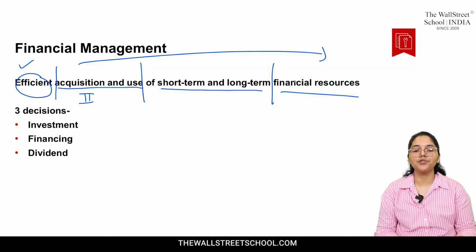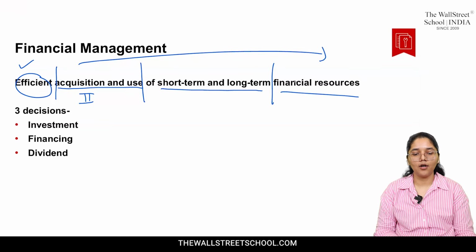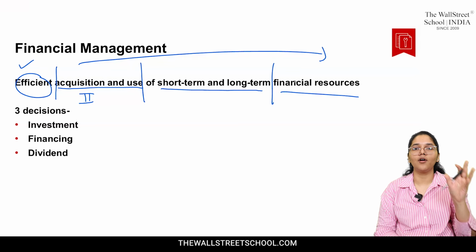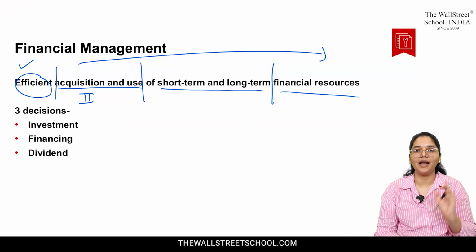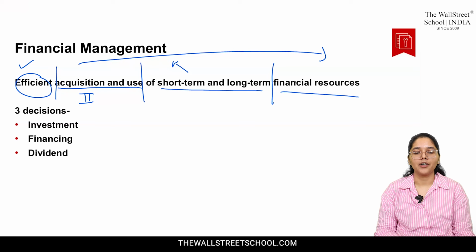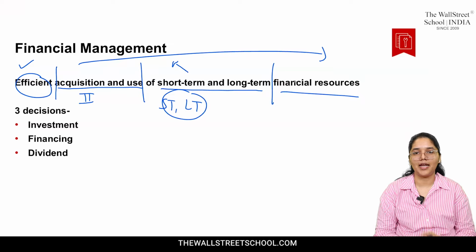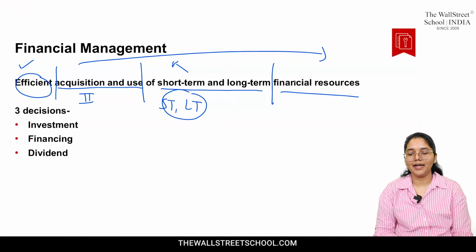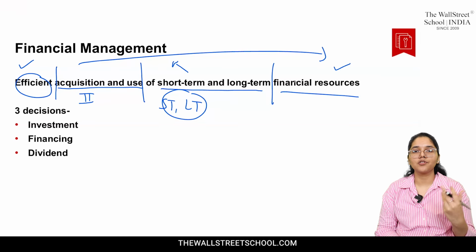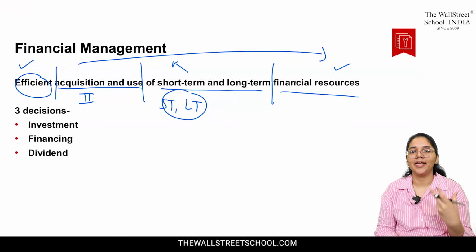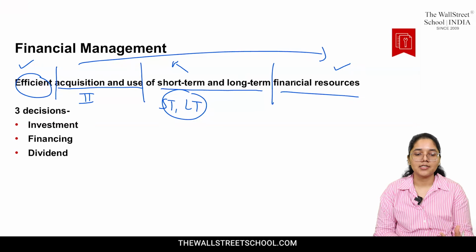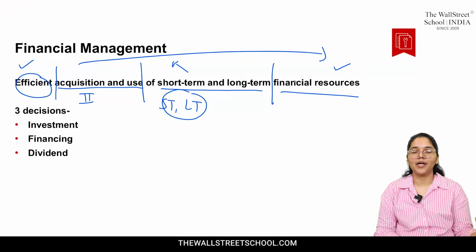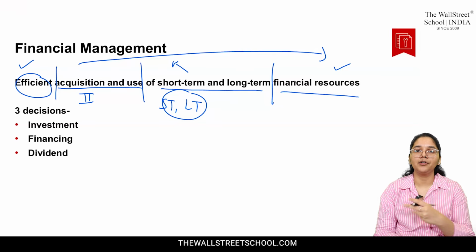So acquisition and use of what? Short term and long term. So here we are not only dealing with the long term things, everything under money, financial resources is going to come into the ambit of financial management. So short term as well as long term, both is going to be dealt with in financial management. So we are talking about acquisition and use of what? Of financial resources. So financial resources could be about raising money, could be about buying assets, could be about providing dividends. So all of this, the management of money basically is financial management, if I put it in layman's language.